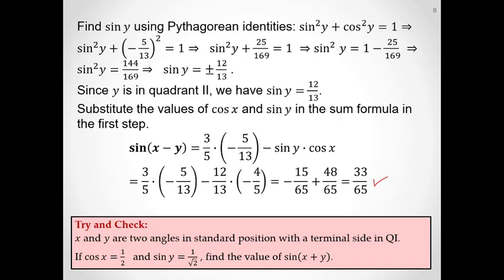X and y are two angles in standard position with the terminal side in Q1. The good thing is, if x and y are in Q1, they're all positive, so sine x, cosine y, they're all positive. That's good, so no need to worry about the minus signs now. And we want to find the value of sine of x plus y. First, we write the formula.